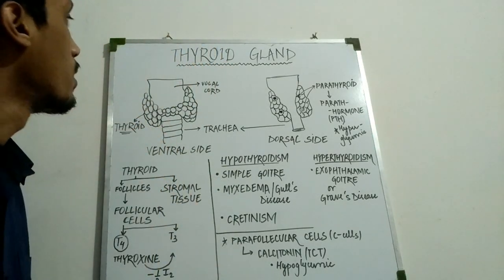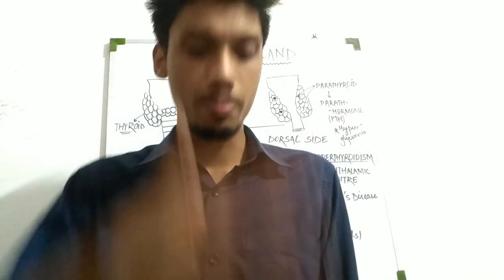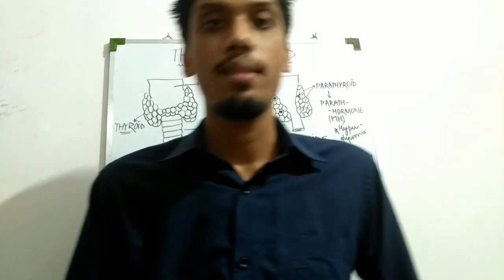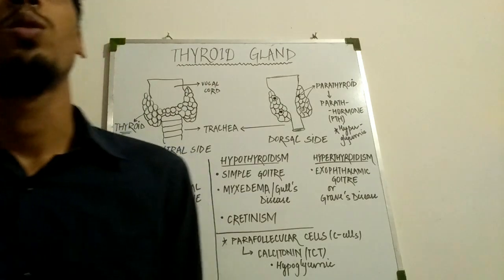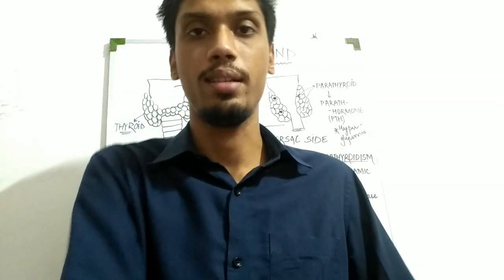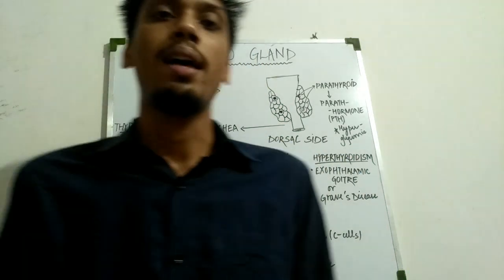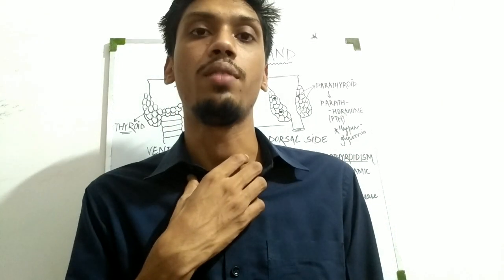Thyroid gland. Let me tell you first, this is the ventral part of your body. This entire plane is the ventral part of your body, and the back plane is the dorsal side of your body. So the ventral and the dorsal side, and this is the lateral side. We are concerned with the ventral and dorsal side. As I told you, the thyroid gland is situated in the neck region of the body.